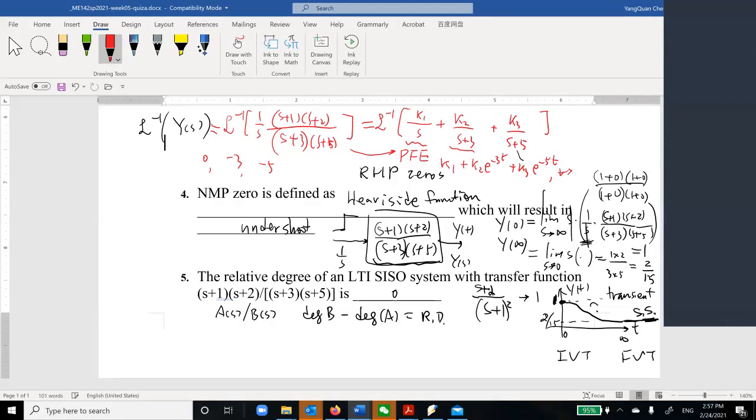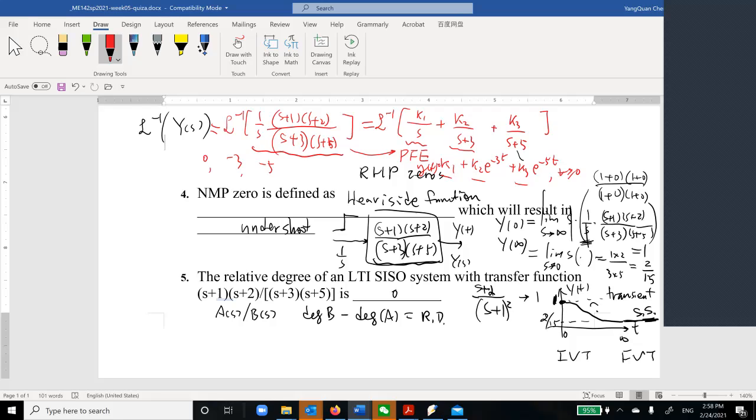So when t is greater than 0, this is my y of t. But now the key point is how to get this K1, K2, K3. Of course you can do a common denominator, then you have the same common denominator here. Then you compare the coefficients of s cubed, s squared, s, and the constant term. So you get 3 simultaneous equations. Solve that. That's tedious. If you have 3, you still can do it manually, but if you have 10, it's difficult to do manually, right?